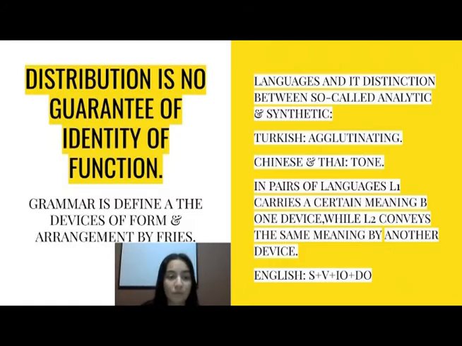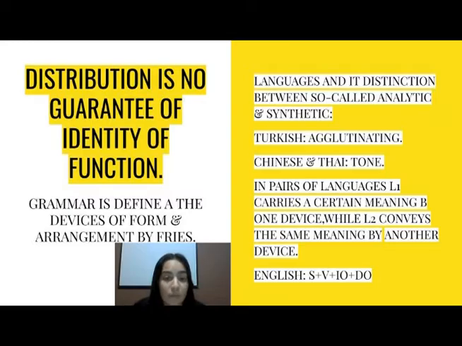If we talk about a pair of languages, it is possible to find cases in which the first language carries a certain meaning by one device, while the second language conveys the same meaning by another device. In English, direct object nouns are differentiated from the indirect object by the latter coming before the former. So the structure is composed of a subject plus a verb plus an indirect object and finally a direct object.